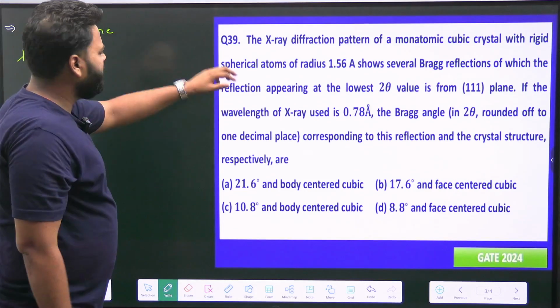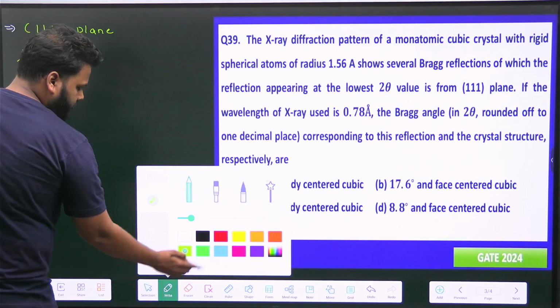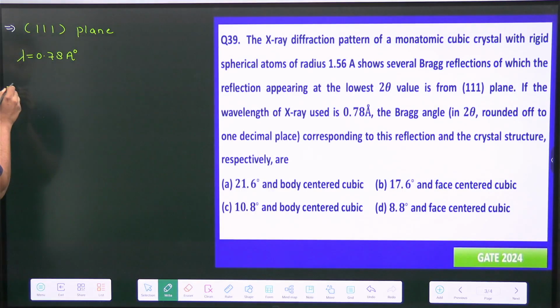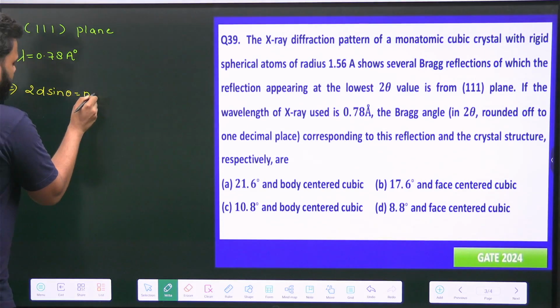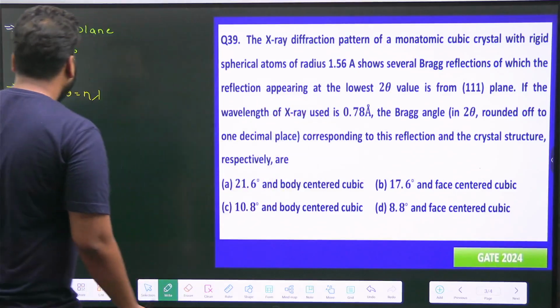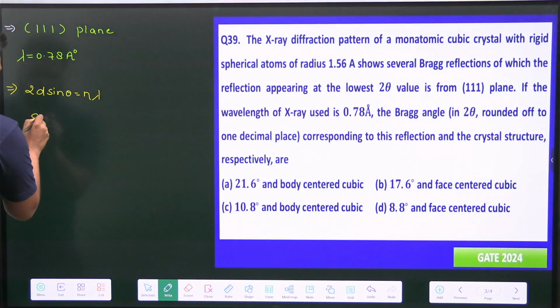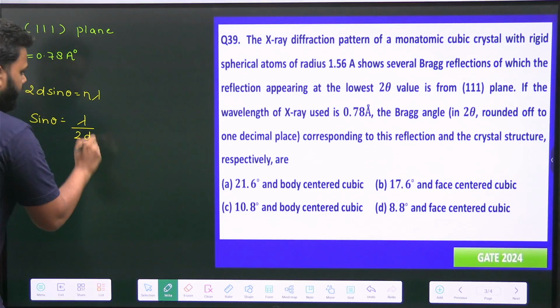This question is from XRD, so it's very obvious that we have to use the X-ray diffraction equation, that is Bragg's equation, 2d sin theta equals n lambda. There is nothing about the order of the diffraction, so we can take n equal to 1. So sin theta will be lambda over 2d.